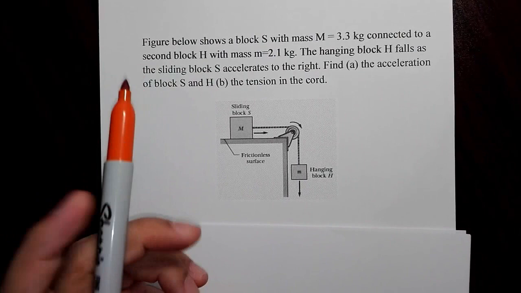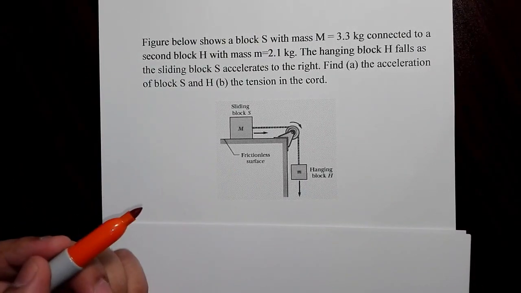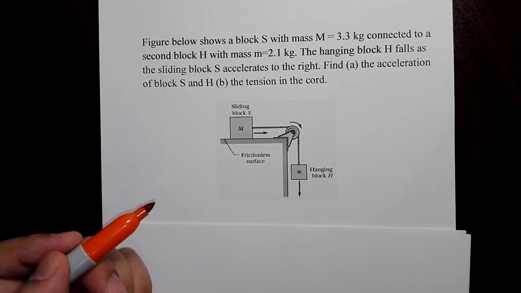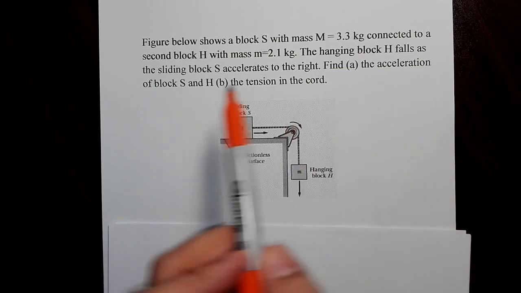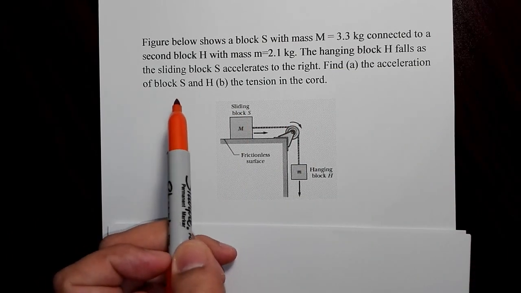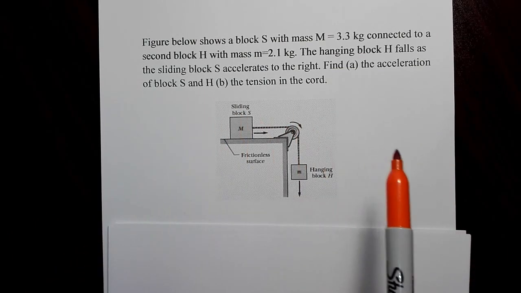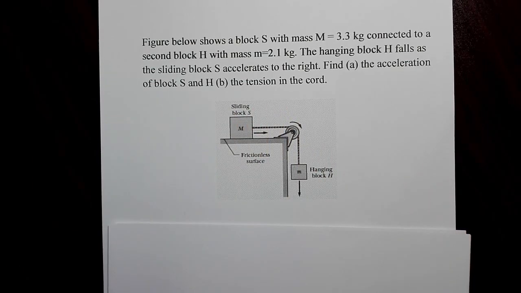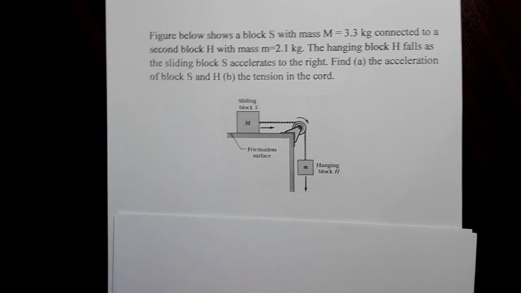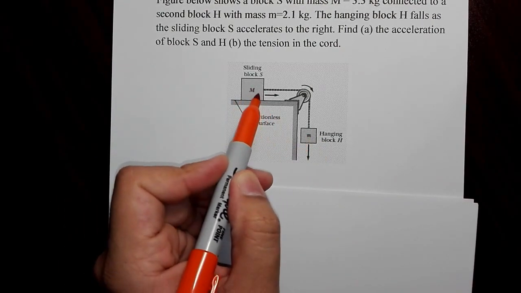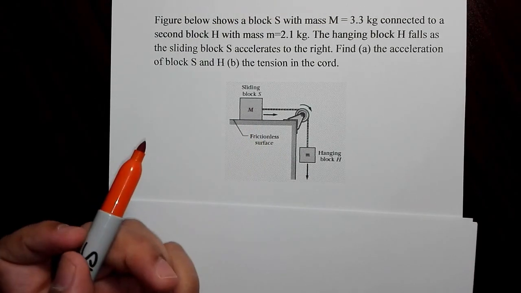Now, the surface is frictionless, okay? And in the first part, we have to find the acceleration of the blocks. And in the second part, we have to find the tension in the cord. Now, in these type of problems, the first thing you should know is that the acceleration of the two blocks is the same.